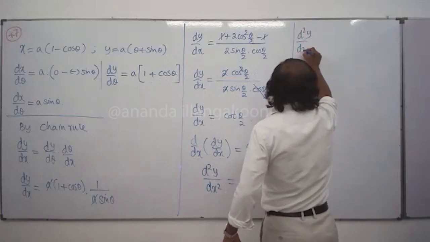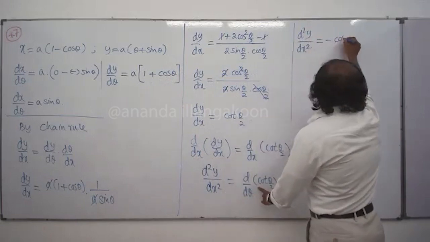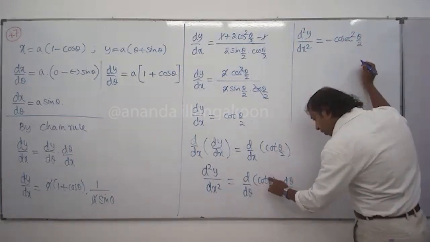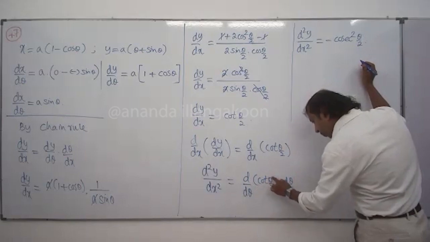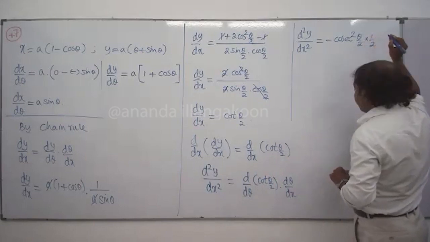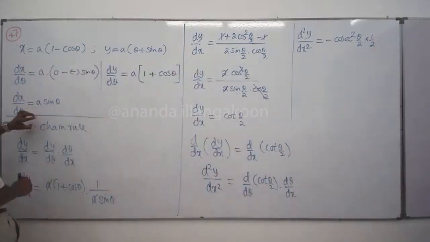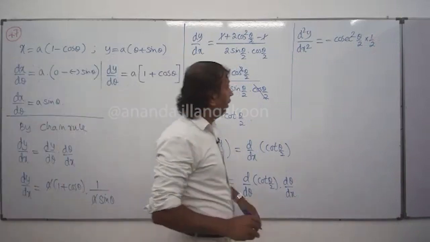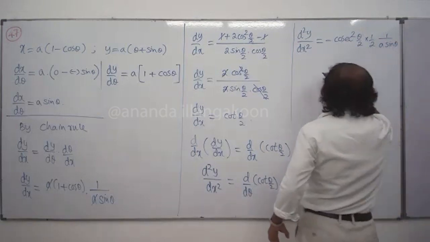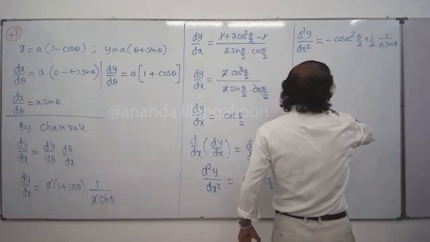Now come to that. d2y over dx2 is equal to cot derivative is minus cosec squared theta by 2. And so far we have differentiated cot only. That should further be multiplied by derivative of theta by 2. Derivative of theta by 2 is half. Multiplied by half. Right. d theta by dx. Here, dx by d theta is a sine theta, then d theta by dx is 1 over a sine theta. Right, this all.